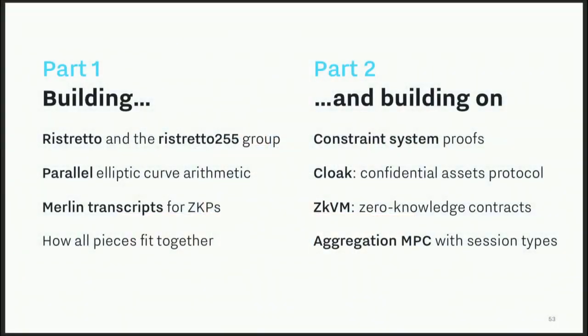So as a recap, Henry talked about all of the pieces that we built that can be used to make zero-knowledge proof systems that we used to build bulletproofs, and then we implemented bulletproofs, and then we built a bunch of things over bulletproofs, including a confidential assets protocol and a zero-knowledge contract language. So yeah, that's everything we wanted to present on.